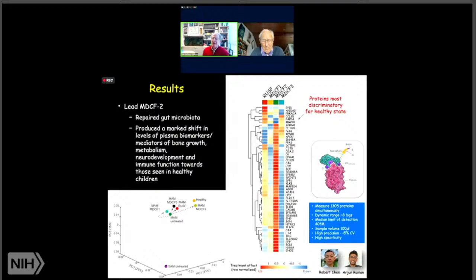MDCF2, assuming you're not red-green colorblind, is associated with this dramatic change in the level of these healthy discriminatory proteins that represent many different aspects of human physiology. They are biomarkers and mediators of bone growth, of metabolism, of immune function, and of neurodevelopment.